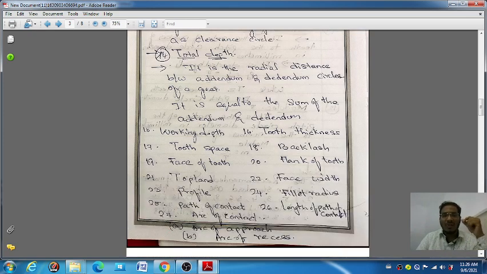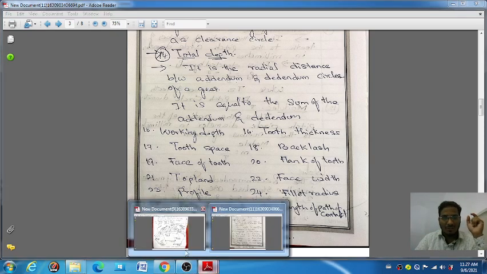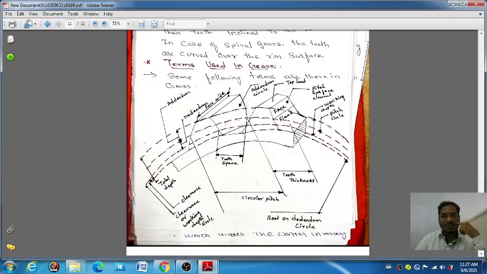Tooth depth. What is called tooth depth? Tooth depth is the radial distance between the addendum circle and the dedendum circle. It is called tooth depth. You can see tooth depth here. In the previous class, we saw the addendum circle, this one, and the dedendum circle, this one.